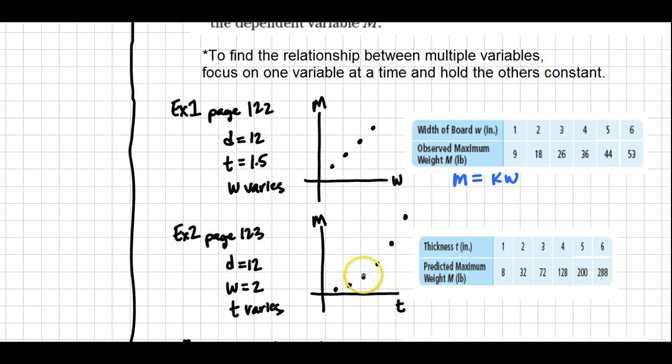So now you can see that the relationship here has changed to a parabola. So if we were going to write an equation that matches the parabola shape for thickness t, the formula we would get is kt squared, because t squared will form a parabolic shape.